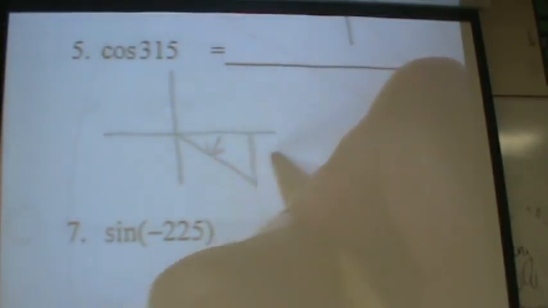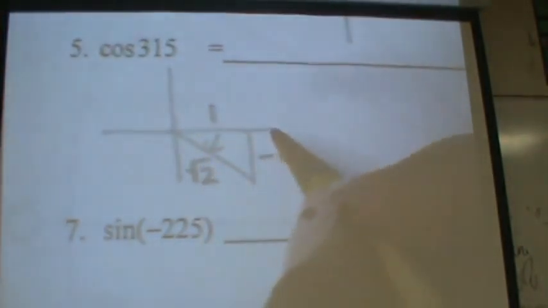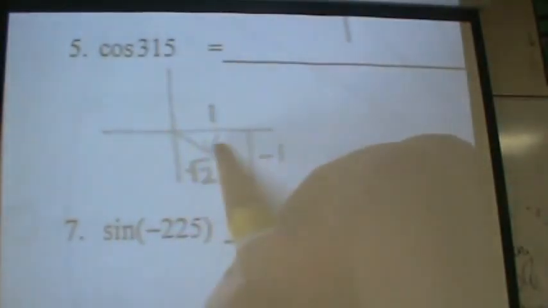Where is 315 degrees? Look at your triangle. Where's 315 degrees? It's exactly where we just were. It's that angle, it makes a 45-degree angle again. It's that same spot. So again, this is going to be 1, this is going to be negative 1, and this is going to be root 2. Now I want to know what's the cosine of this angle.